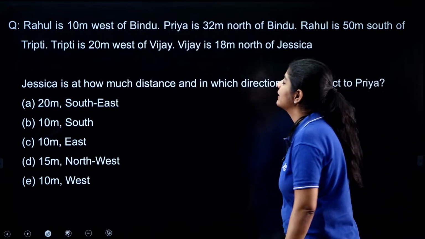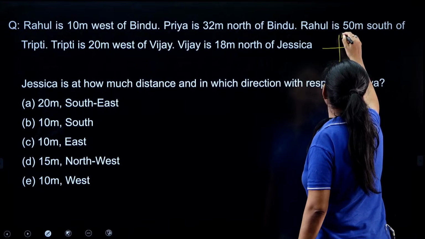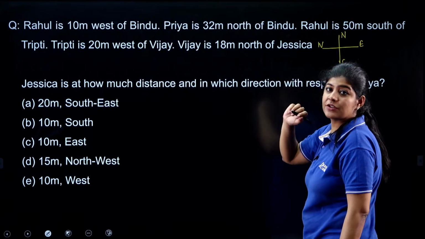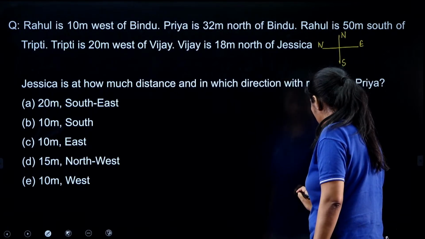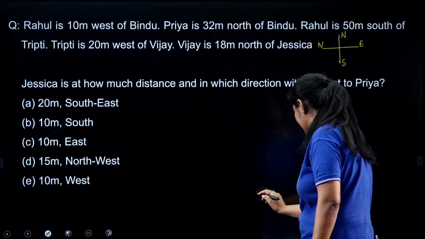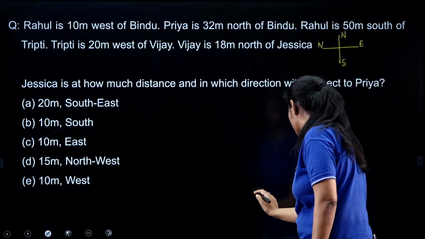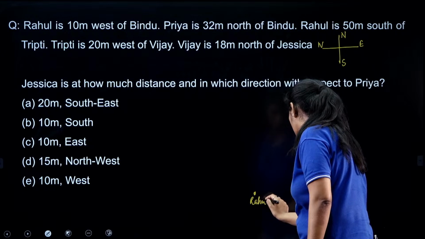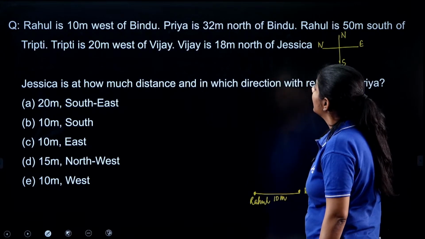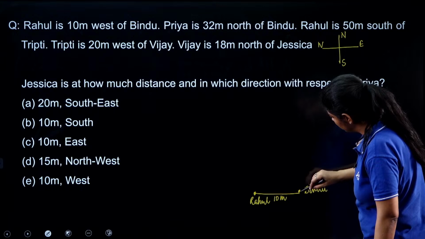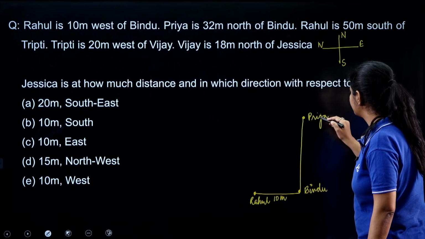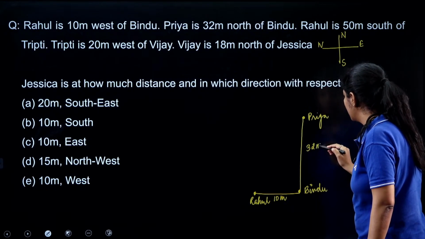Okay, it's an easy one. Let's start discussing. So we know that this is my direction plane, north, south, east, west, right? Rahul is 10 meter west of Bindu. So I am just assuming that this is Bindu, and west means that side, so this is Rahul at a distance of 10 meters, right? Next, Priya is 32 meter north of Bindu. This is Priya at a distance of 32 meters.